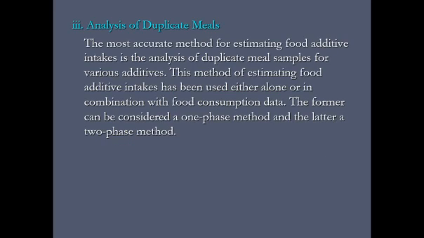Analysis of duplicate meals. The most accurate method for estimating food additive intakes is the analysis of duplicate meal samples for various additives. This method of estimating food additive intakes has been used either alone or in combination with food consumption data. The former can be considered a one-phase method and the latter a two-phase method.